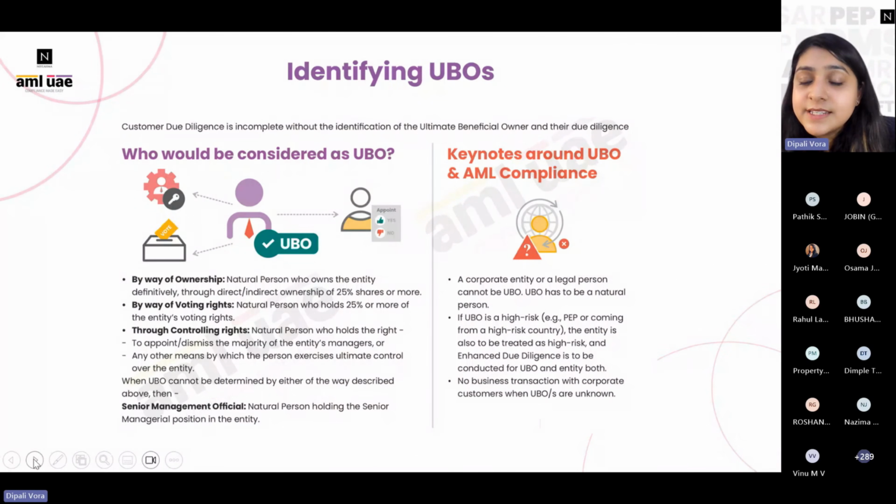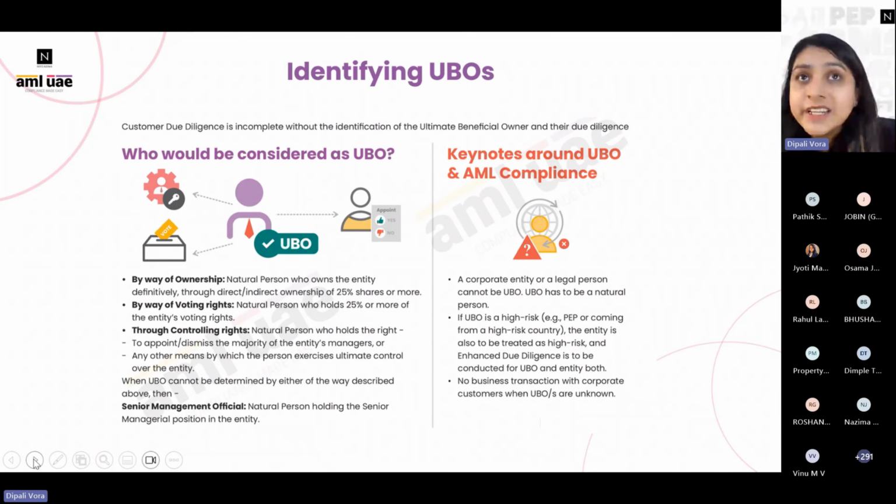But if, when seeking the documents, you come to know that the structuring is such that there is no UBO by way of ownership, voting rights, or controlling rights, only then you consider a senior management official. A customer which is uncooperative means you cannot onboard them. If you are unable to know who the UBO is behind a legal entity, you cannot establish a business relationship with them.